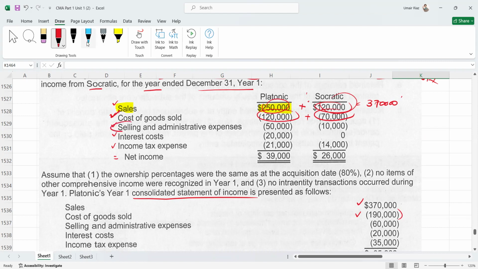Then we have to deduct selling and admin expense. We will take the selling expense of parent, which is 50,000, plus selling expense of subsidiary, which is 10,000. Total expense is 60,000, which we will deduct here. Then interest expense of parent is 20,000. We don't have interest expense for the subsidiary, so we will deduct only 20,000. Then we have income tax expense of parent 21,000 plus income tax expense of subsidiary 14,000. So total is 35,000 we will deduct here.